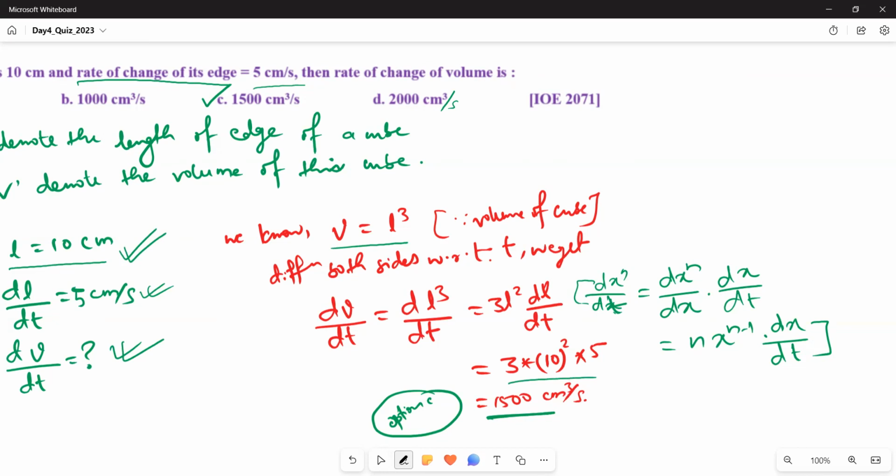And this is the value of what? Our rate of change of volume. Okay, so which is option C in our question. You can see in option C we have 1500 cm cube per second.